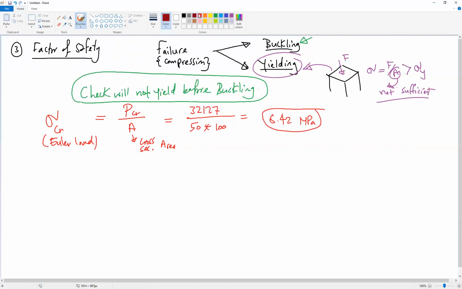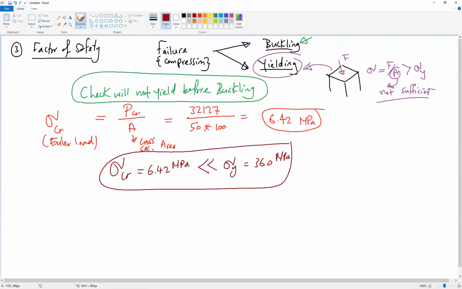So if we compare sigma critical, 6.4, to sigma yield, which is given to us as 36 MPa, is there a possibility to fail due to yielding in this problem? No, it's very far from yielding. So the failure is due to buckling. Buckling will happen before yielding. So this is just a small check to confirm that yielding will not happen.